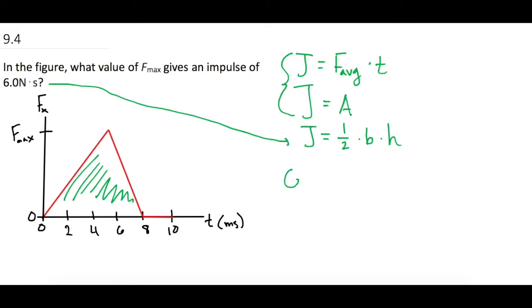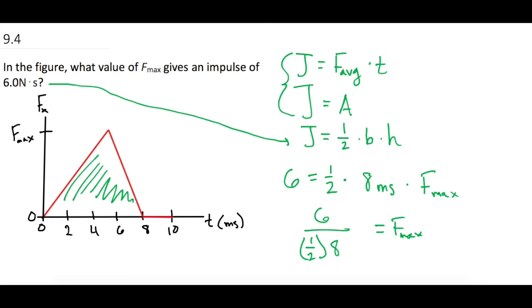So we get 6 newtons times seconds equals 1/2 times the base, which is 8 milliseconds, times the height, which in this case is Fmax. So if we take 6 divided by 1/2 times 8 milliseconds, we get Fmax. And that will be our answer.